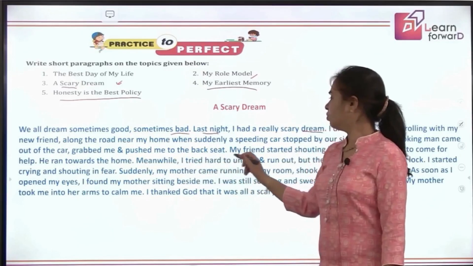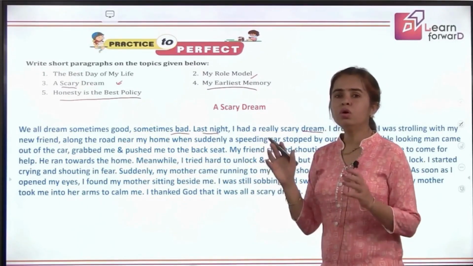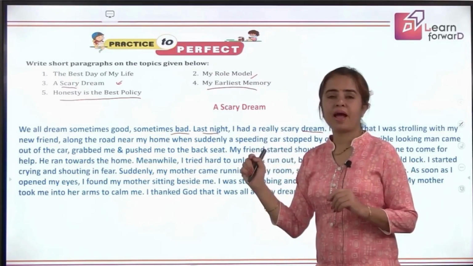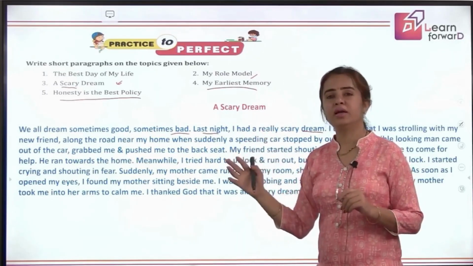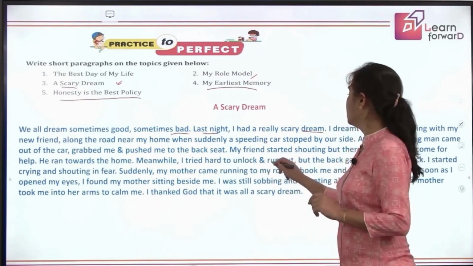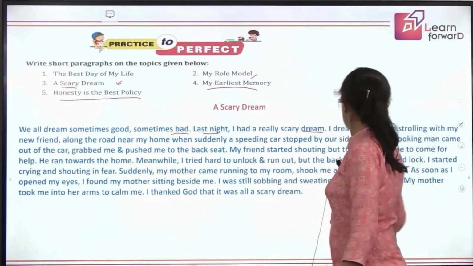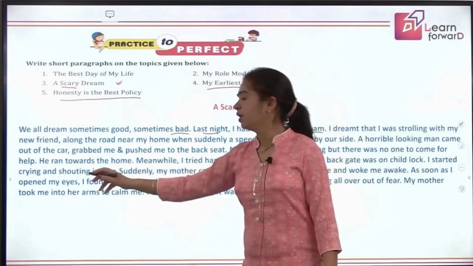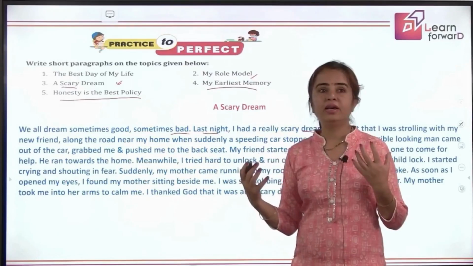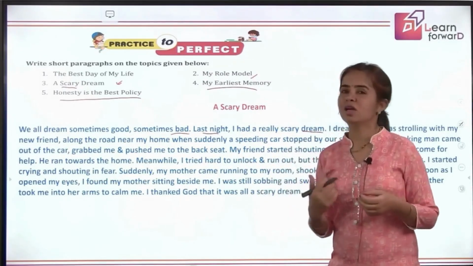Meanwhile, I tried hard to unlock the car and run out. But you know, when the child lock is there, nobody can open the back door or any door from behind. In spite of trying to unlock, the back gate was on child lock. So he couldn't come out. I started crying and shouting in fear. Now because it was all in a dream, you started shouting in fear, and actually also started shouting.